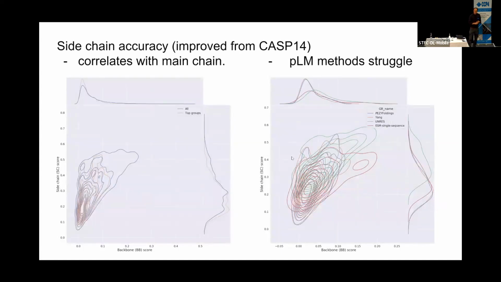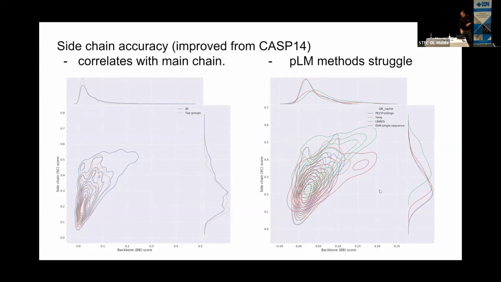We also looked at side chains. The side chain accuracy had improved slightly since last time. We looked at whether you need to predict main chain well in order to predict side chain well. So these are scores for the backbone, x-axis, side chain, y-axis. Low is good. And indeed, if you want to get accurate side chain prediction, you do need to predict the main chain accurately.